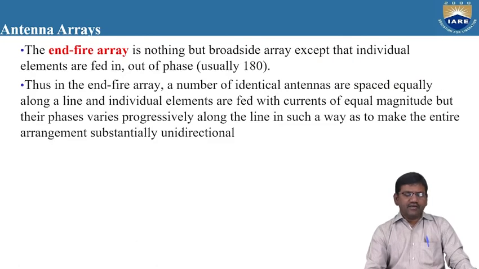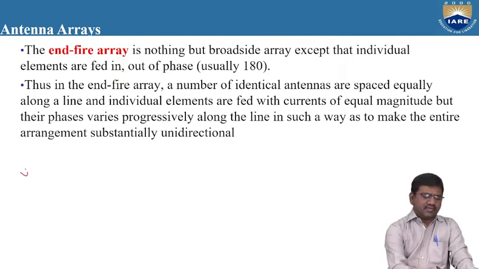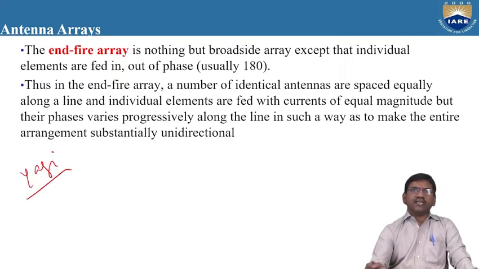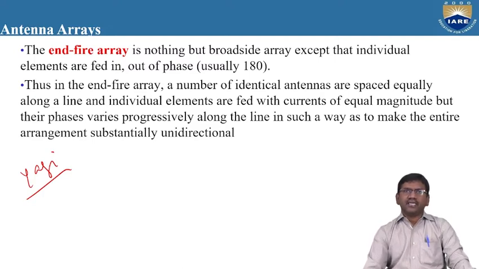The end-fire array is nothing but a broadside array except that the individual elements are fed out of phase. In the end-fire array, a number of identical elements are equally spaced along a line and fed with currents of equal magnitude, but their phases vary progressively along the line in such a way as to make the entire arrangement substantially unidirectional. The best example for an end-fire array is the Yagi antenna.